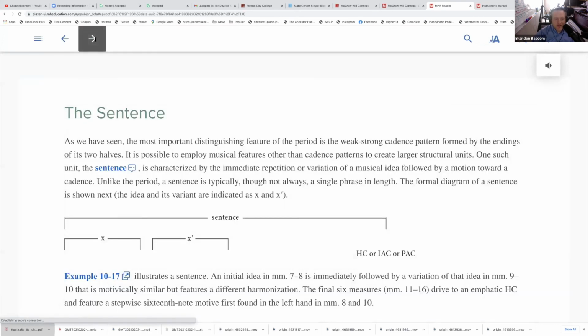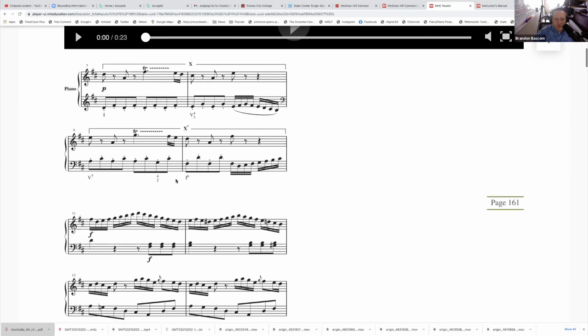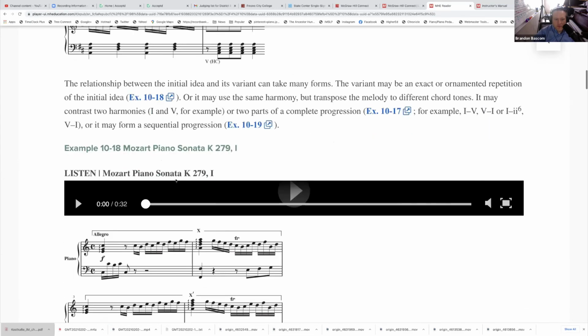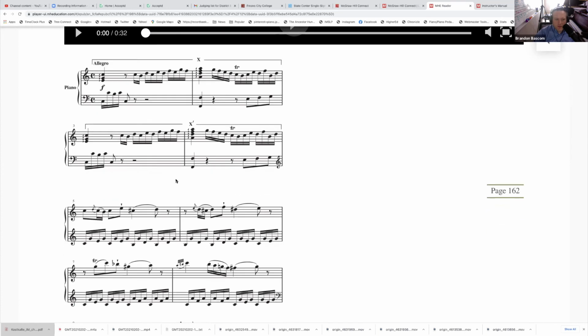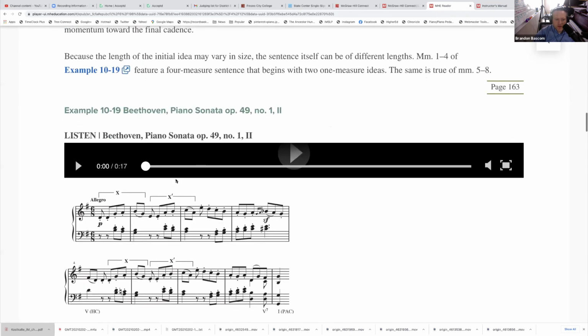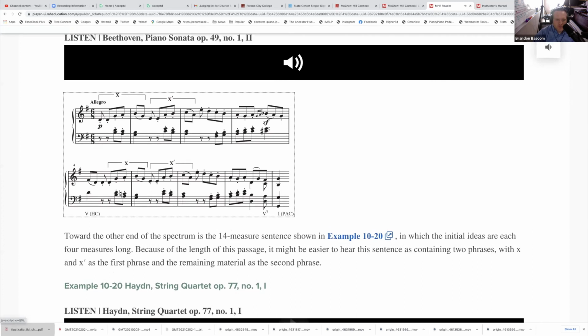So sentences have a repetition of an idea, but there's no cadence, right? And it usually, but not always, is a single phrase in length. All right, we're going to listen to Beethoven. Example 10-19.